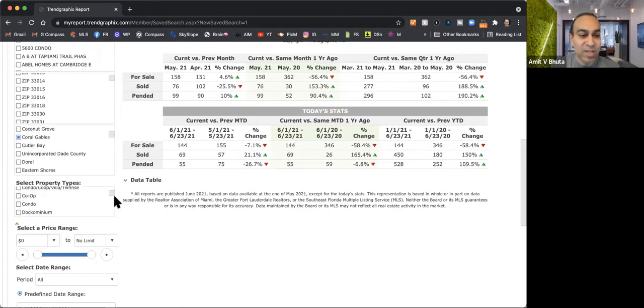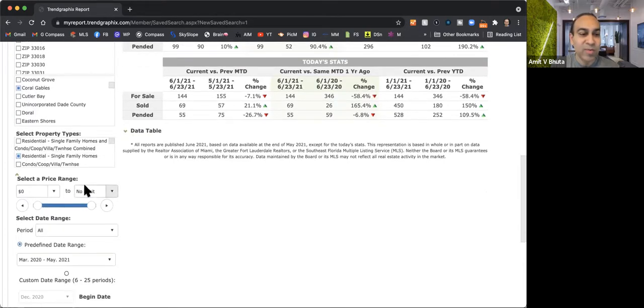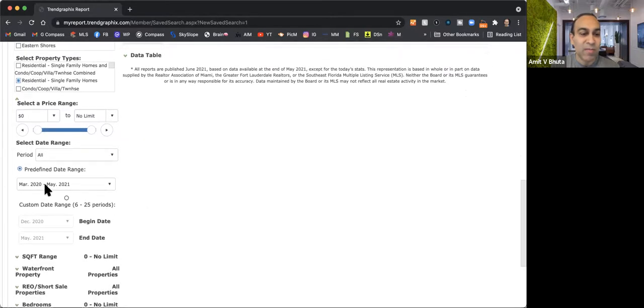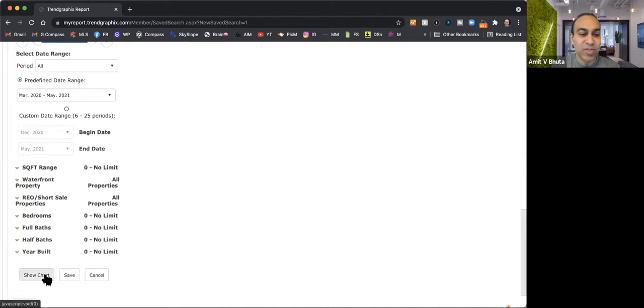So this is single family homes in Coral Gables. There's no price limit, lower or higher, just all scopes of that. I'm going from March of 2020 to May of 2021, and it's all square footage. There are no limitations. So I'm going to show you the chart.